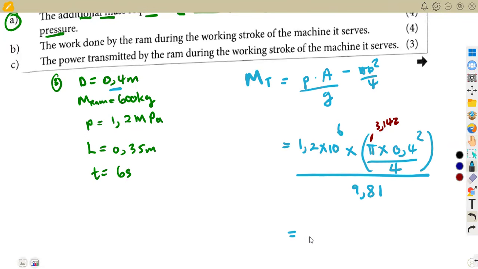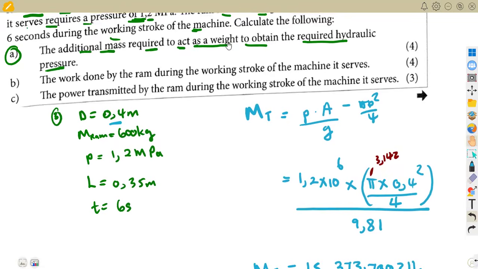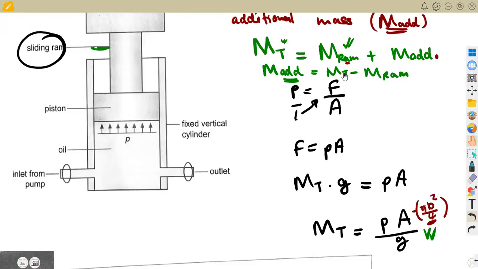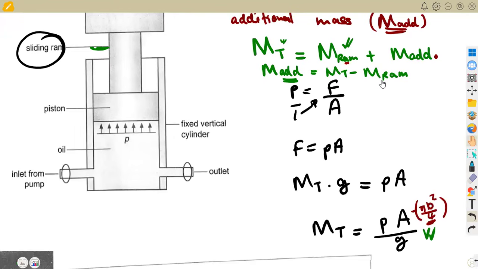So this will give us the total mass, which is something like 15,373.70031 kilograms. That is the total mass. But like I said, in order for you to have the additional mass, it is therefore taken as what? The total mass minus the mass of the what?